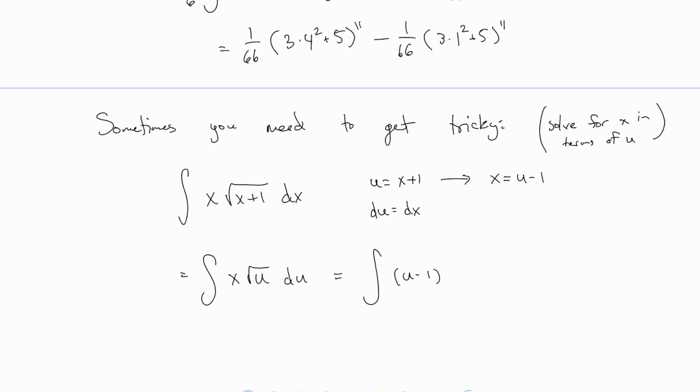U minus 1 root u du. All right, you better put those parentheses. I know there's parentheses haters out there. If you don't put the parentheses, it means something different. So put the parentheses. I'm kind of a stickler about the parentheses. All right.